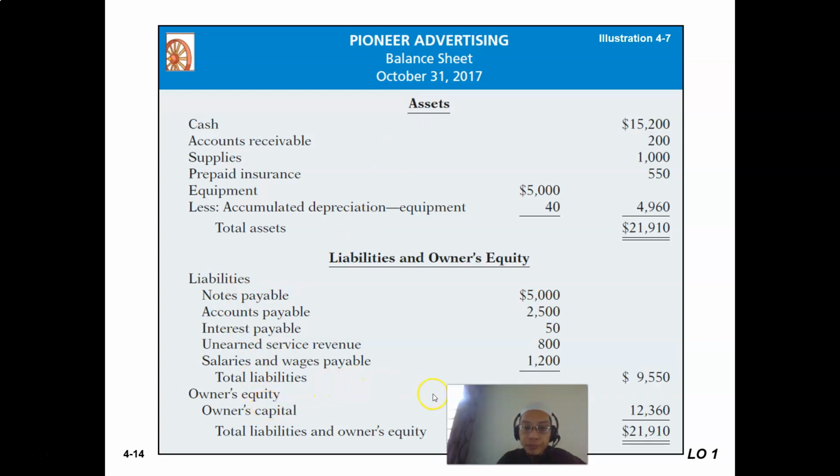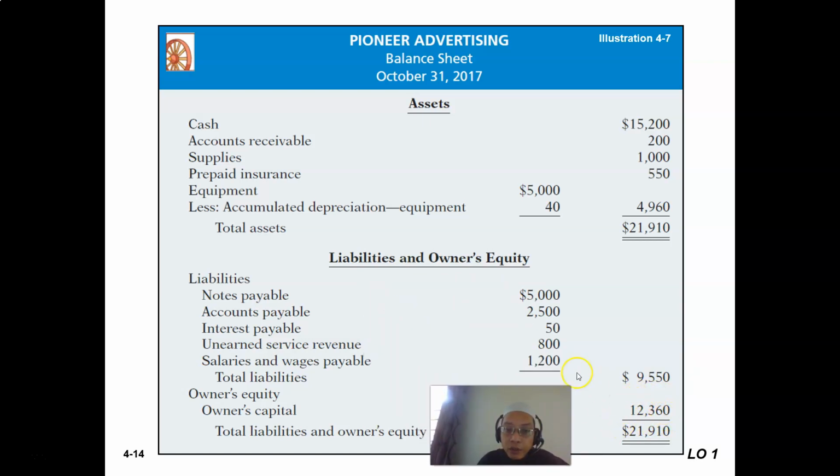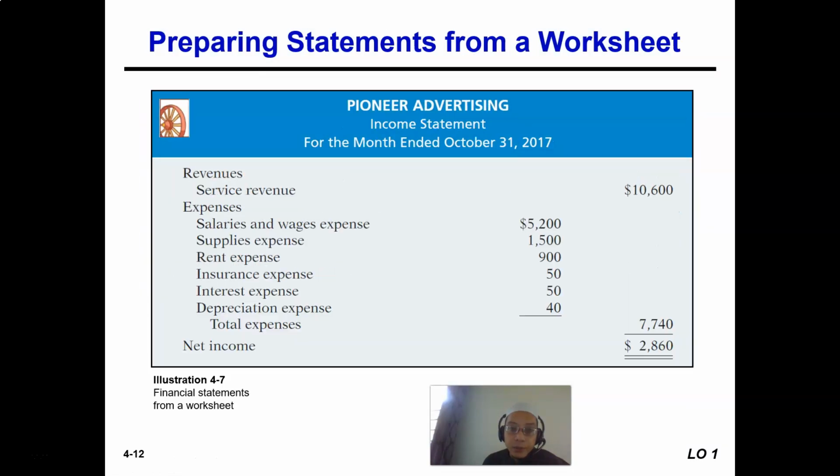Here we will take all of the asset accounts. Here we will take all of the liabilities, and here we will have the owner's capital. This is taken from the owner's equity statement, which is 12,360. But the rest of the items come from the worksheet on the balance sheet column. So we go back to the worksheet.